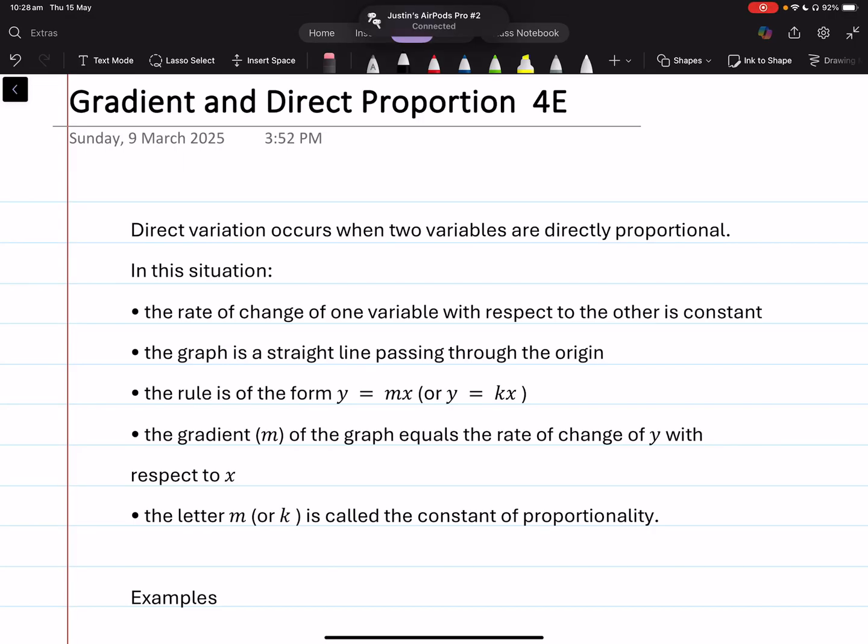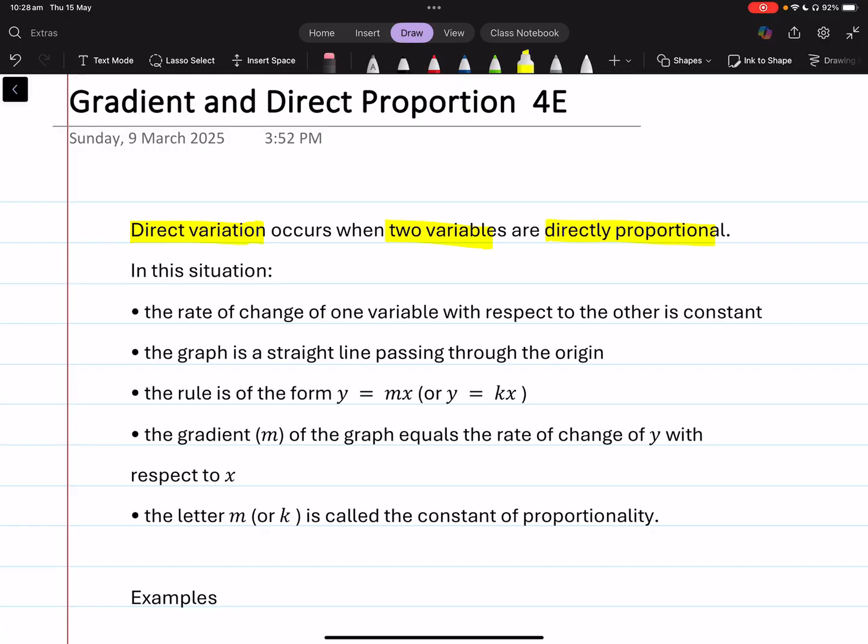Right, well, the goal of this lesson is to learn about direct proportion and solve some related problems. So please pause the video as you go, taking notes and completing the examples as usual, making sure to show all your working out. So we're going to be looking at direct variation, and that occurs when two variables are directly proportional.